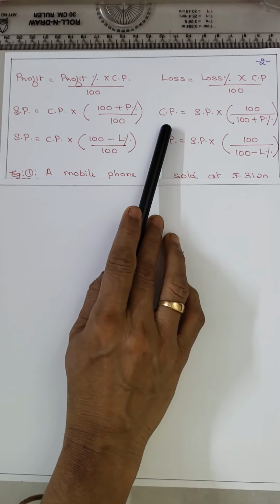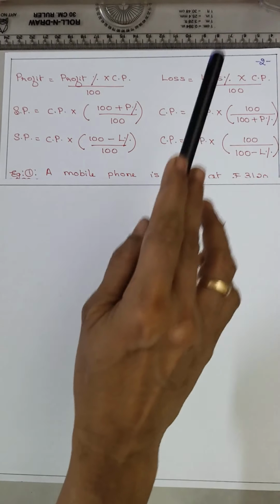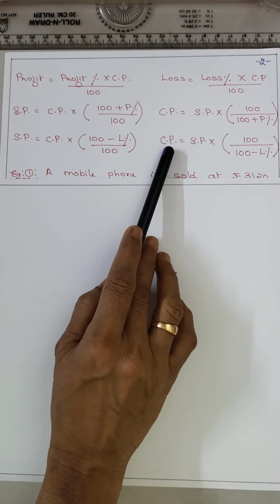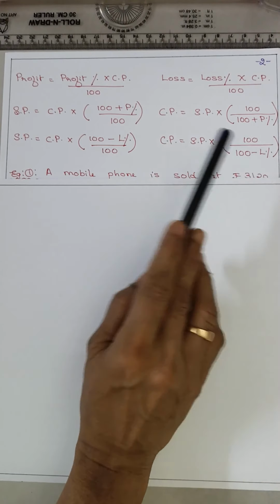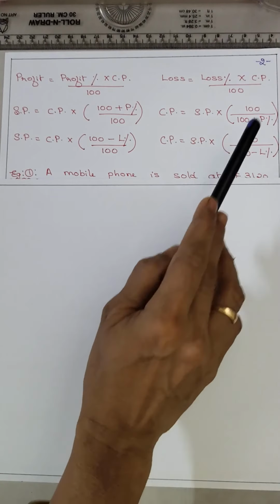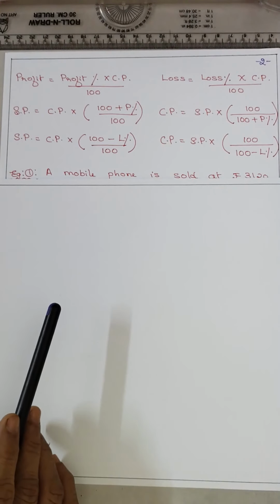Now, CP is equal to SP into 100 upon 100 plus profit percent, and CP, when loss percent is given, CP is equal to SP into 100 upon 100 minus loss percent.